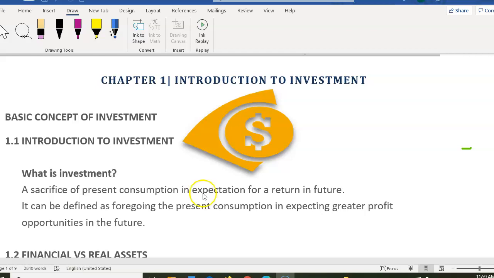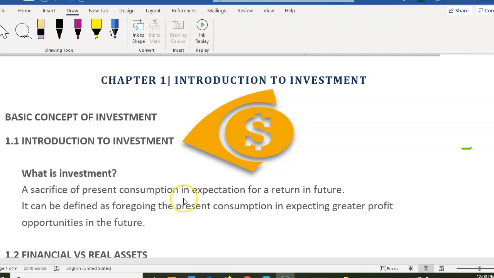So with me again, I'm Nordiana. You will be with me throughout the whole chapter, and I will explain one by one all of these basic concepts of investment.